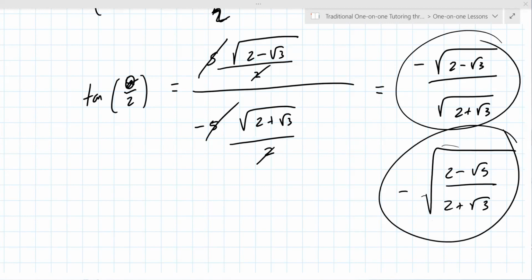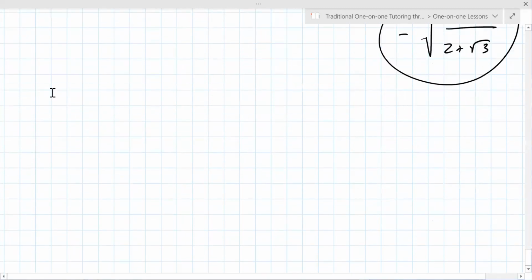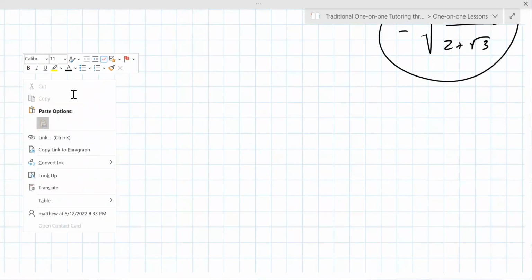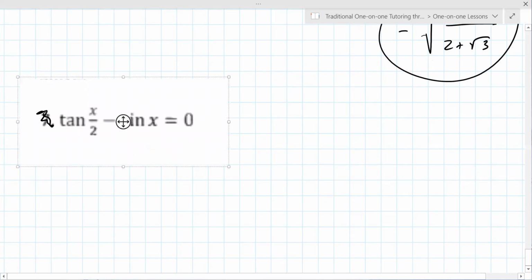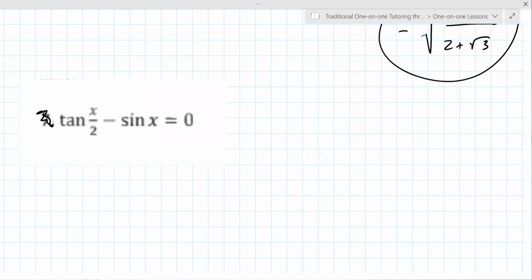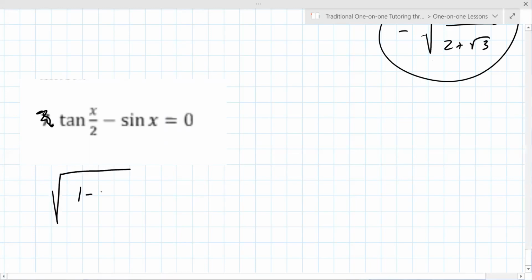So 7 is a great example of a problem where they don't define the interval. So you could have more than one solution, but let's see what we got here. I think your instructor wants you to replace tangent with the double angle formula, or I'm sorry, the half angle formula. So it'd be the square root of 1 minus cosine x over 1 plus cosine x, minus sine x equals 0.